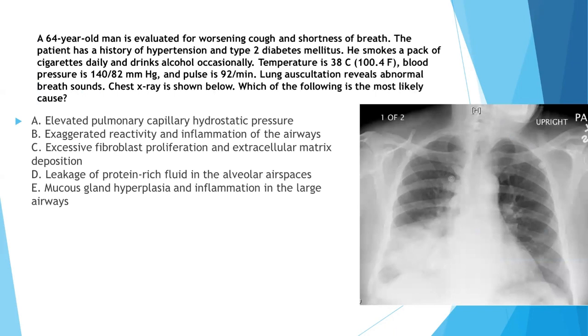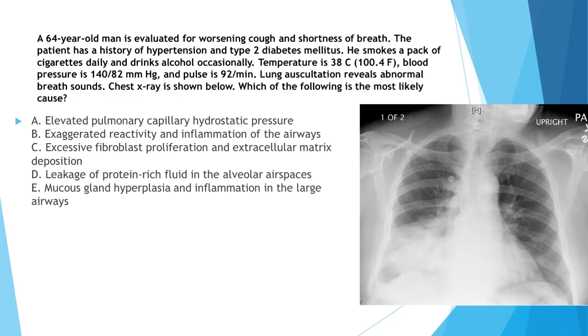Now, let's talk about this question too. Which of the following is the most likely cause? A 64-year-old man is evaluated for worsening cough and shortness of breath. The patient has a history of hypertension and type 2 diabetes mellitus. He smokes a pack of cigarettes daily and drinks alcohol occasionally. Temperature is 100.4, blood pressure is 140/82, and pulse is 92. Lung auscultation reveals abnormal breath sounds. Chest X-ray is shown below. Which of the following is the most likely cause?